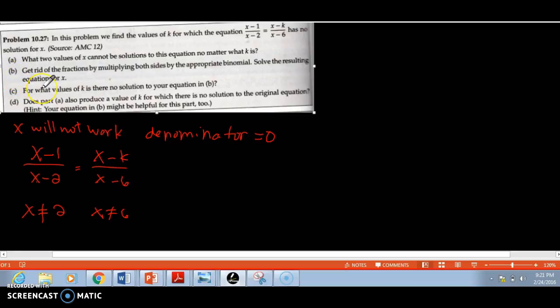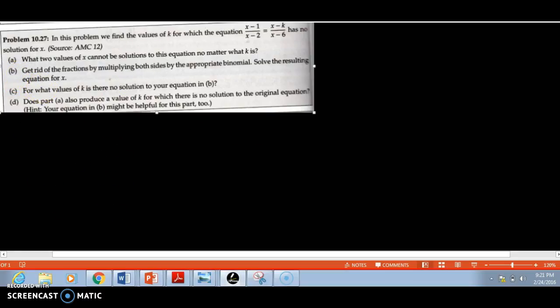Okay, letter B. Let me clear this sheet first. Alright, letter B. Get rid of fractions by multiplying both sides by the appropriate binomial. Solve the resulting equation for x. So we want to solve for x, and this is your fractions right here.